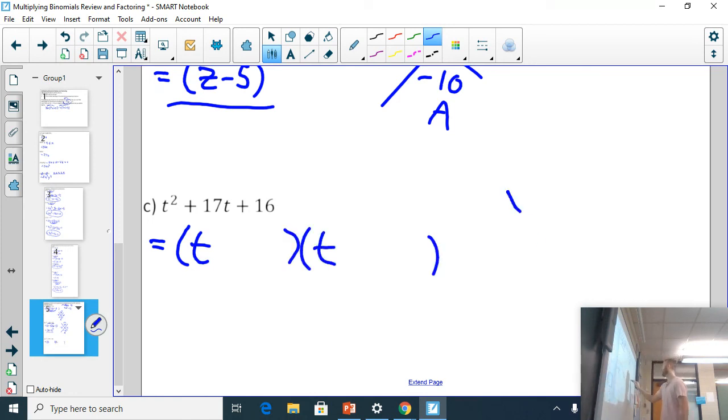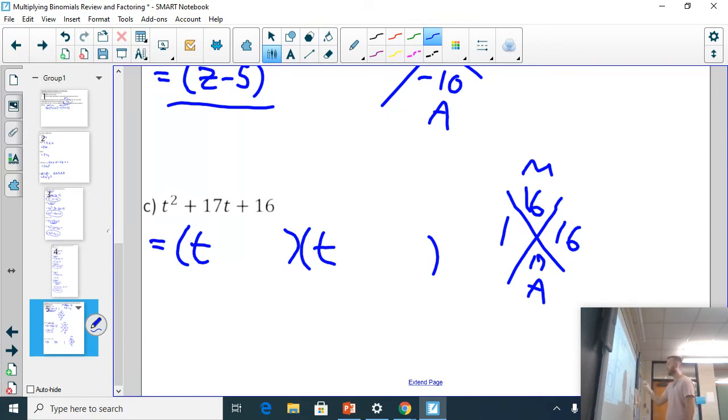And now we need two numbers that multiply to 16 and add to 17. Oh, just 1 and 16 can do that, right? 1 times 16 is 16, and 1 plus 16 is 17. So that's just t plus 1 times t plus 16.